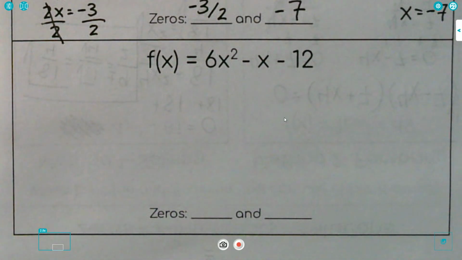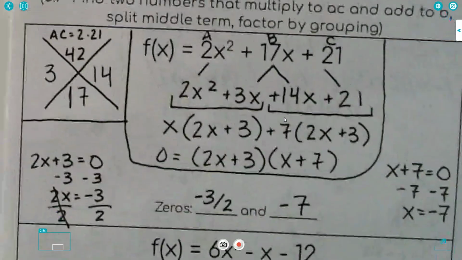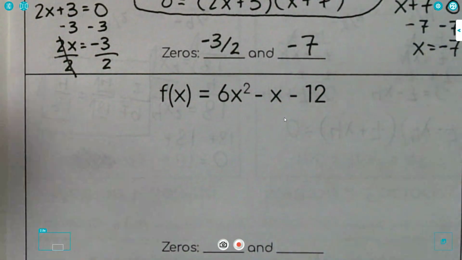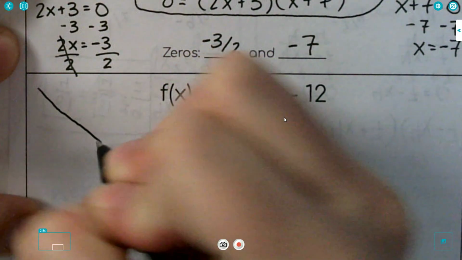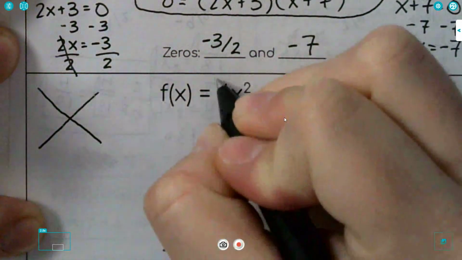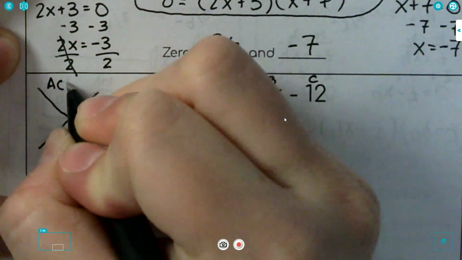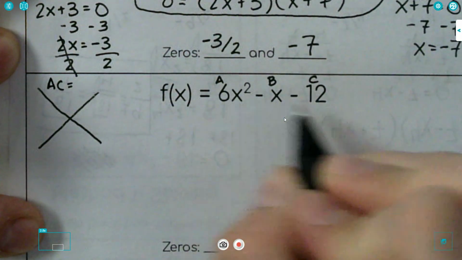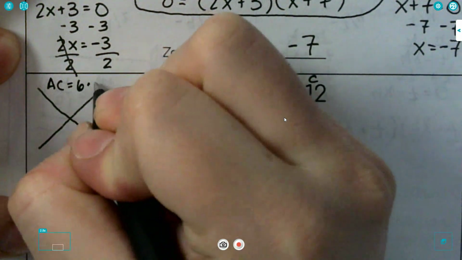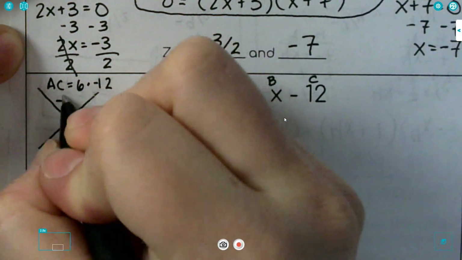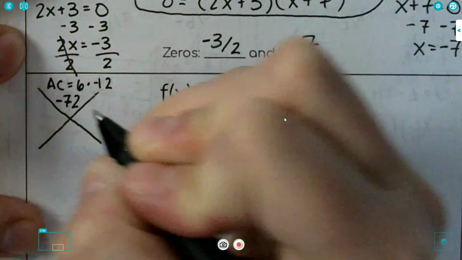Any questions right now? I didn't really ask that after that one. Any questions? All right, so let's go through that same process. So we are trying to multiply to be AC. So I've got my A, my B, and my C. My AC in this one is 6 times negative 12, which is negative 72. So I'm going to multiply to negative 72.